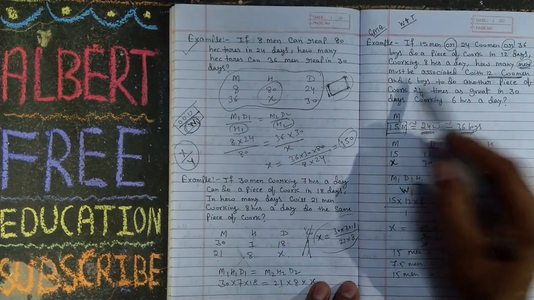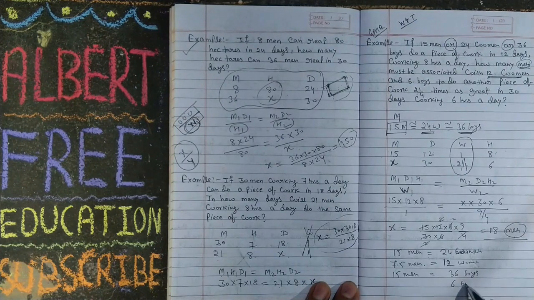Now here the total number of boys is 6. So 6 boys is equal to 15 upon 6, divided by 6. So this is 15 upon 6, or you can write 5 upon 2. So 6 boys is equal to this, and 12 women is equal to this.